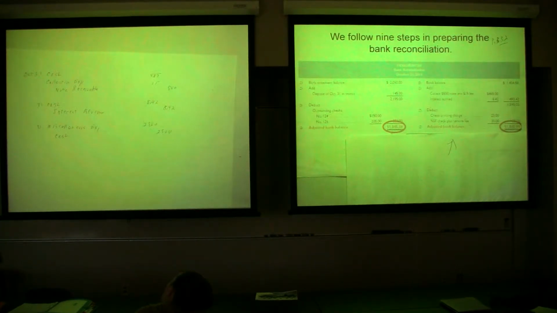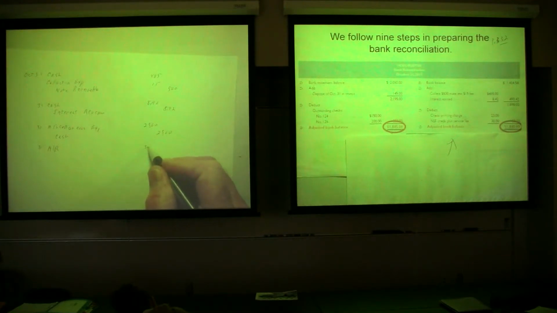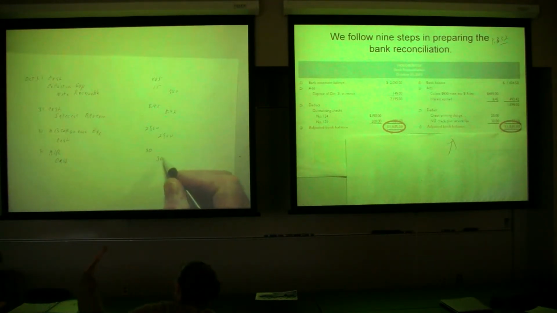And then the NSF check. What you do with an NSF check is, because you're going to try to collect it, you're going to put it in accounts receivable. If you can't collect it, you'll have to write it off as a bad debt expense, but that's later down the road, another step. At this point, you say, I'm going to do my best to collect this, so you put it in accounts receivable for the full 30, because they're responsible for the $10 service charge, and of course you credit cash for the $30.